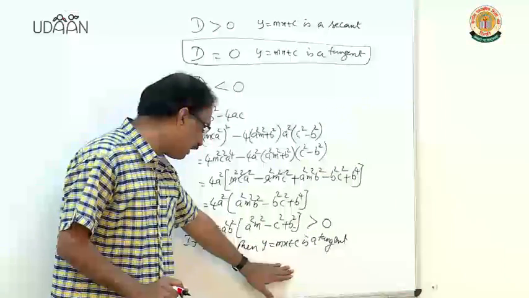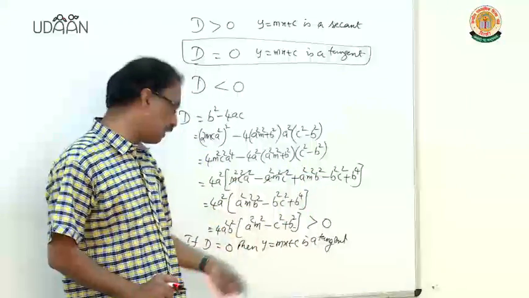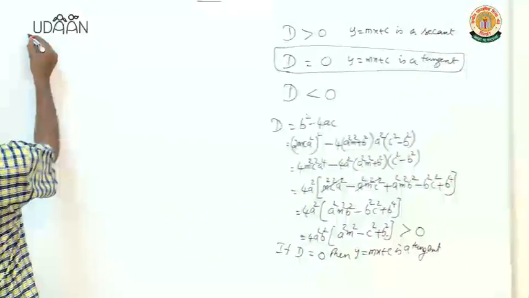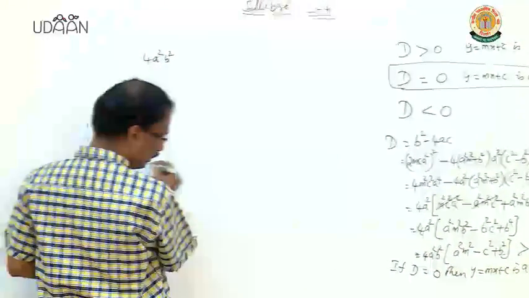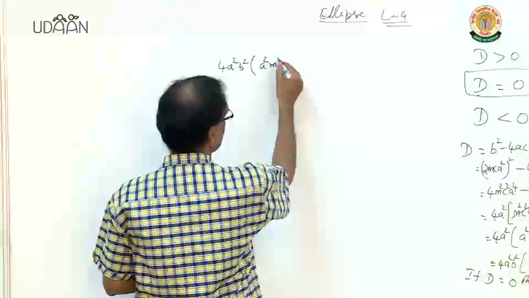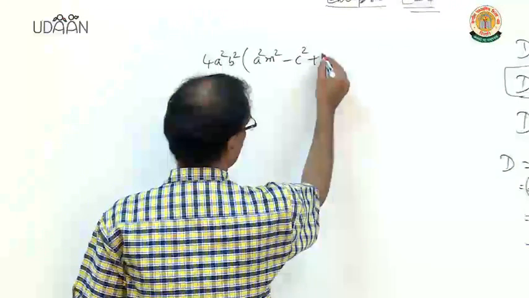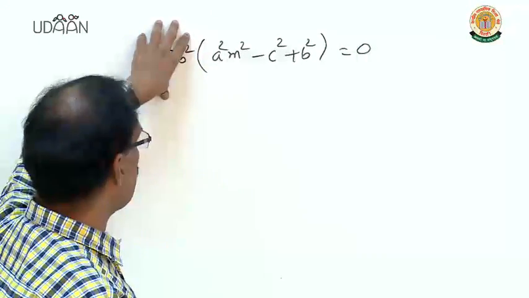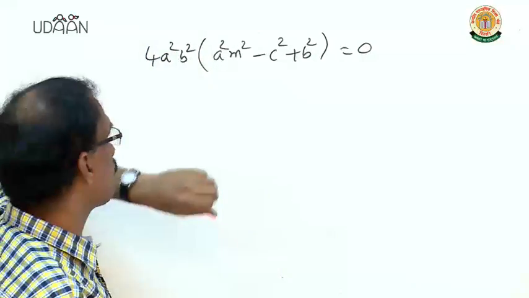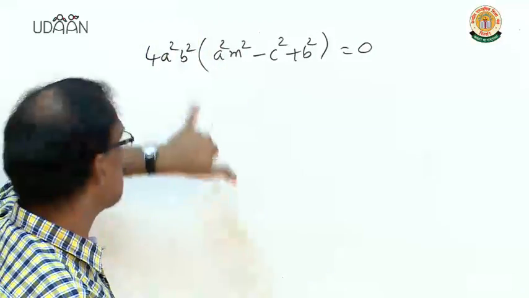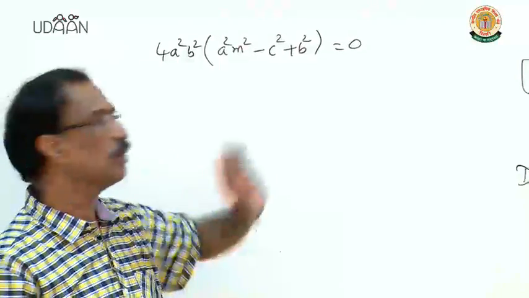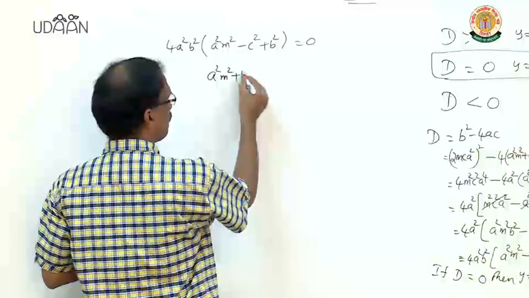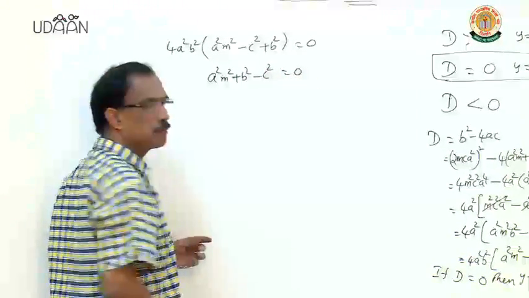So, that is y equal to mx plus c to be a tangent, what is the condition? That is D equal to 0. So, D equal to 0 means 4a square b square into (a square m square minus c square plus b square) equal to 0. So, these two are positive values and they are not equal to 0. Therefore, 4a square b square cannot be 0. So, now what you will get here is a square m square plus b square minus c square equal to 0.